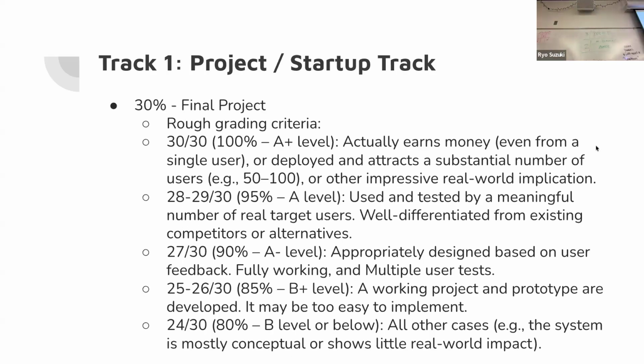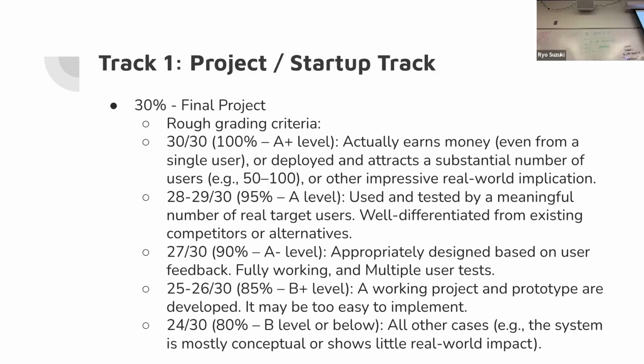So the baseline is probably A-, by the way, in this case. So baseline is like a 90%. Once you design based on the target user, and the system is actually working, and then if you have multiple users, for example, 2 or 3 users who actually use it, or you run the experiment, that is the base score, 90%. I think it's probably not too bad, right?